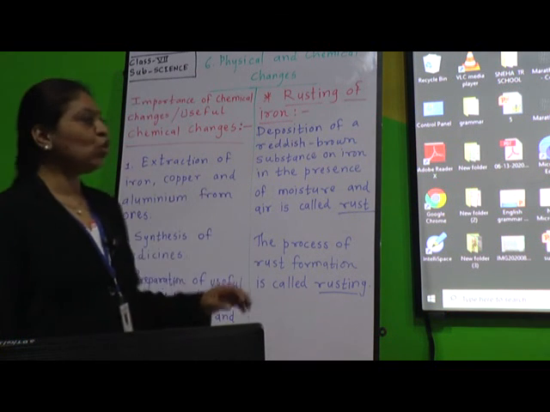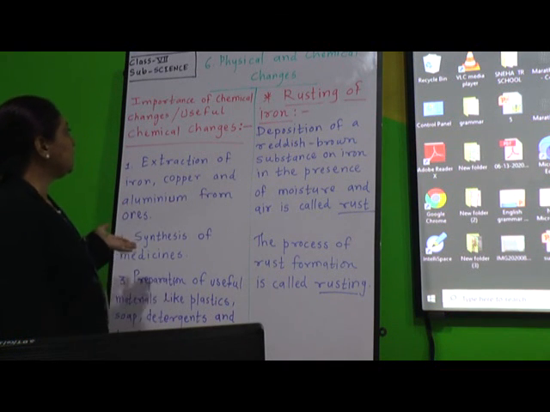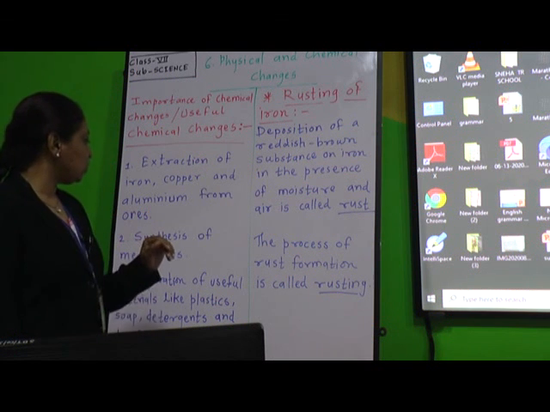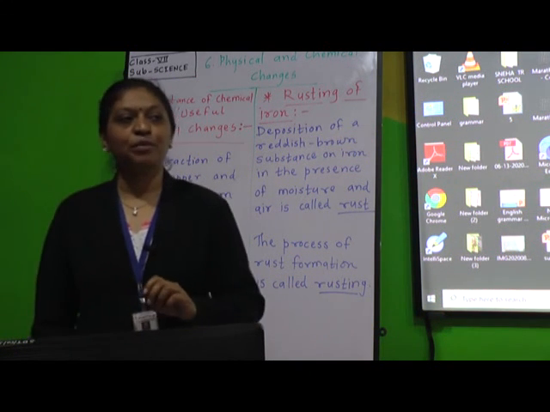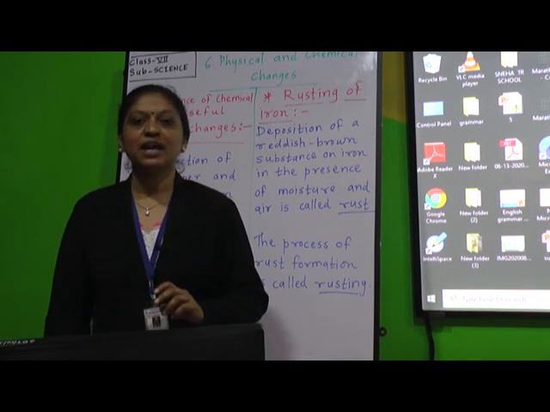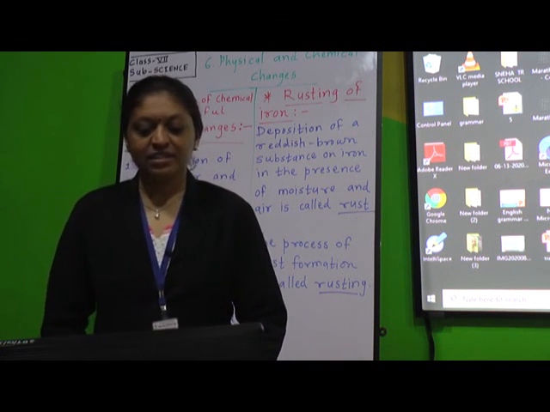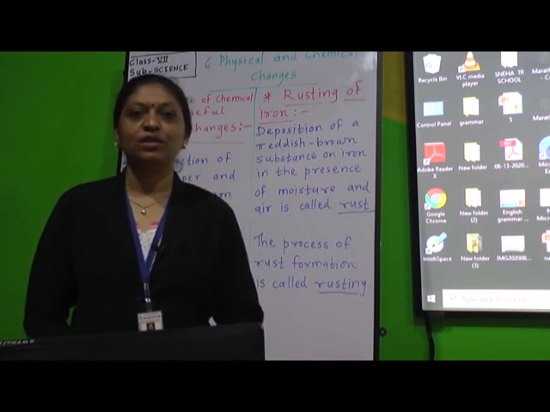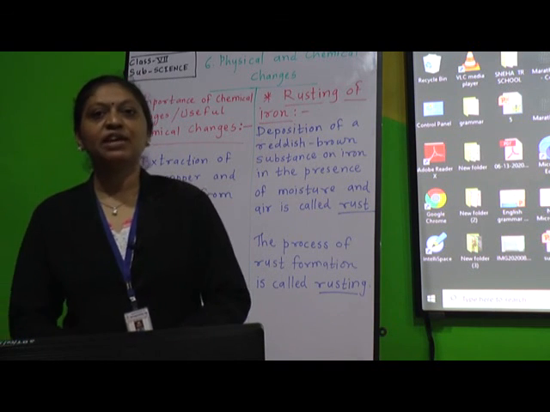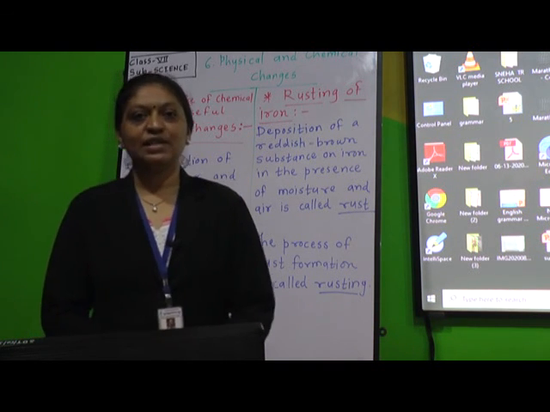Then we discussed the uses of chemical change: synthesis of medicine, extraction of different metals, and also preparation of plastics, etc. And we only saw the definition or meaning of rusting of iron.